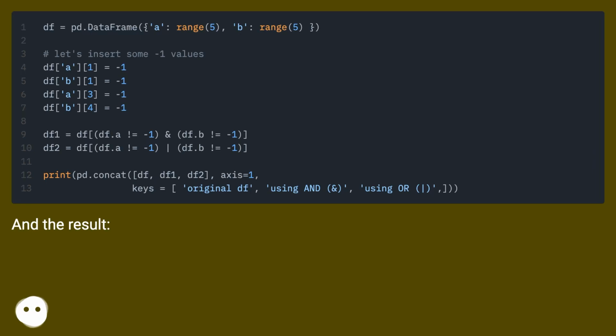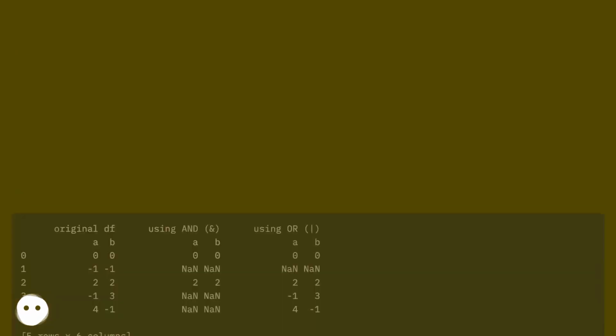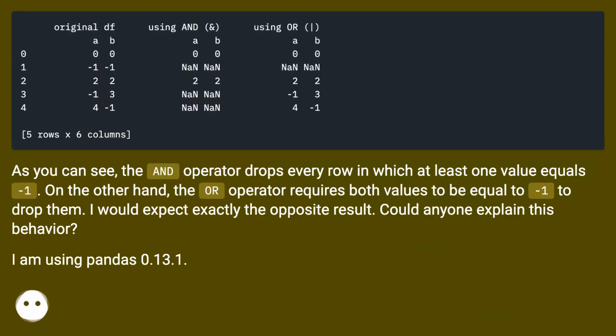And the result. As you can see, the AND operator drops every row in which at least one value equals -1. On the other hand, the OR operator requires both values to be equal to -1 to drop them. I would expect exactly the opposite result. Could anyone explain this behavior? I am using Pandas 0.13.1.